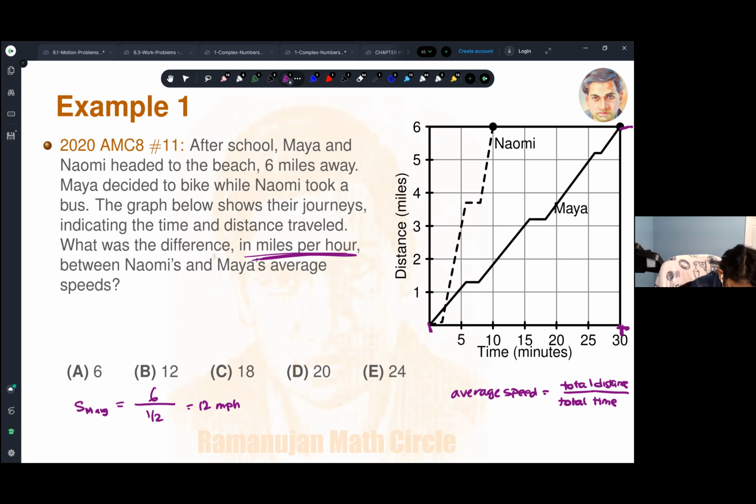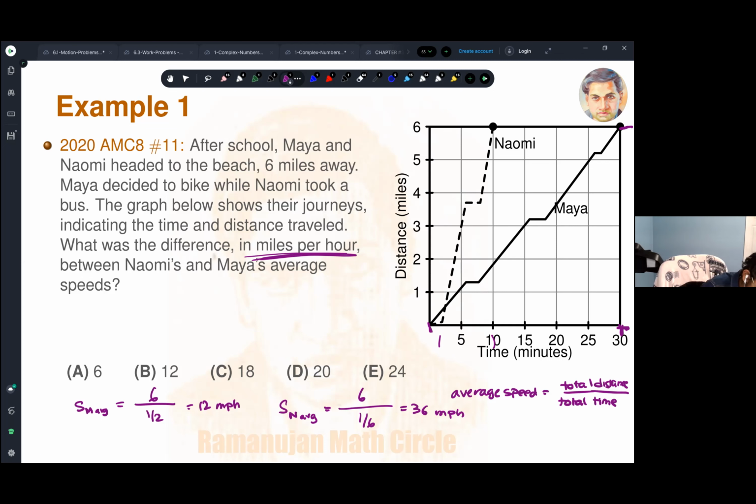Now let's calculate Naomi's average speed. And that would be, if you look at it, in 10 minutes she covers 6 miles. So 6 miles in 10 minutes, and 10 minutes is 1/6 of an hour. So we're going to write 1/6. And so that's 36 miles per hour.